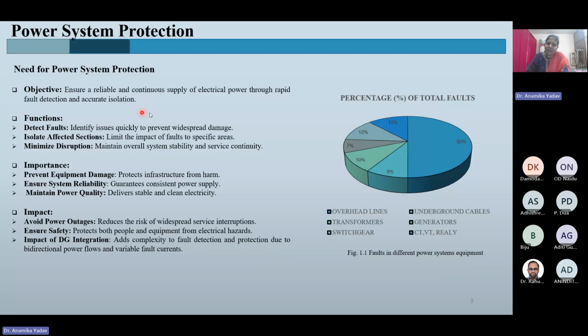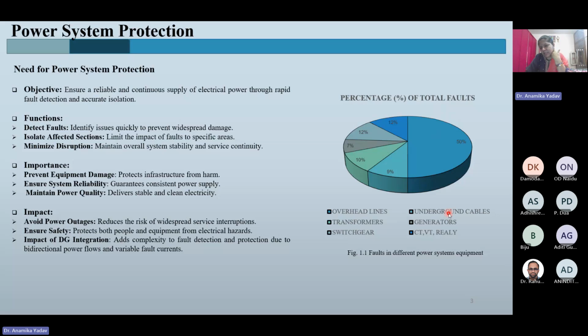So in a power system network, if we consider the different types of components that are there, we see that particularly the overhead transmission lines are the major culprit, because they are exposed to the vagaries of atmospheric conditions, the extreme weather conditions, and also lightning, particularly lightning overvoltage. That is the main cause of the faults in the transmission lines.